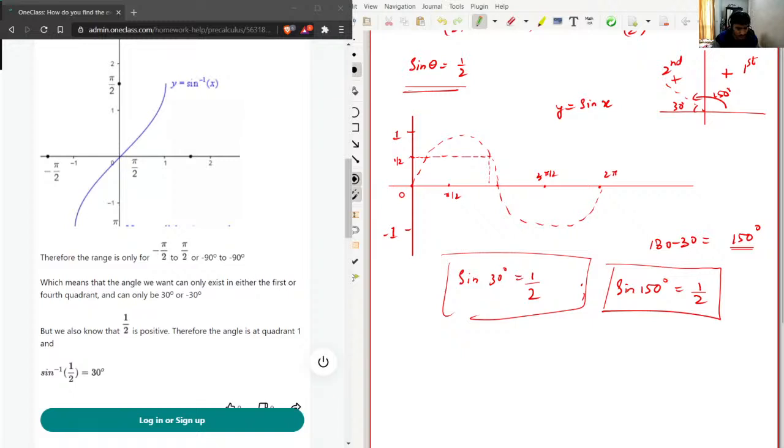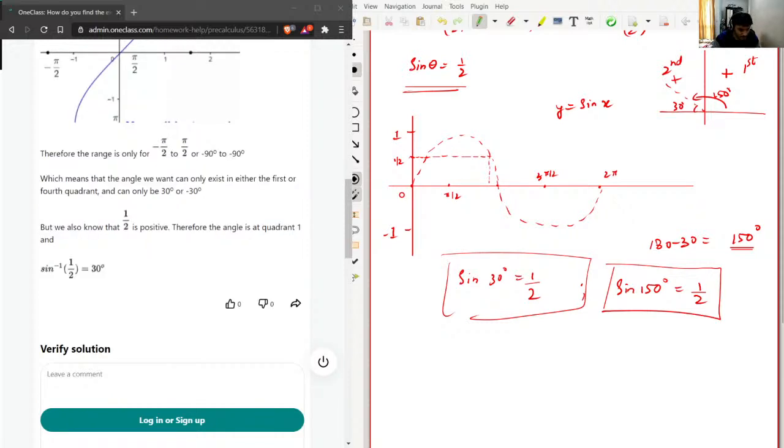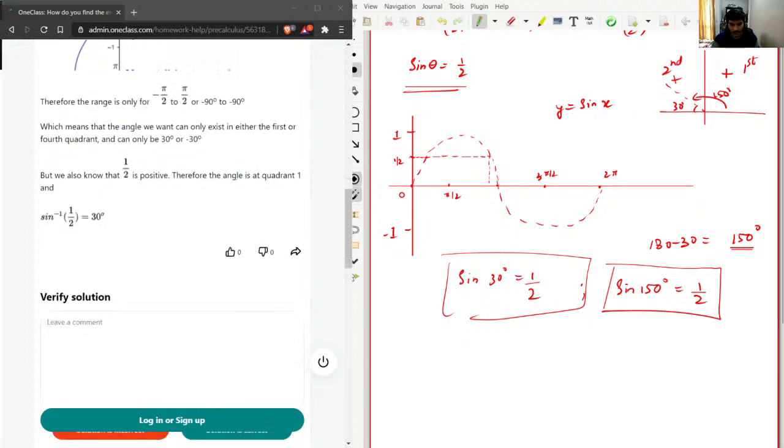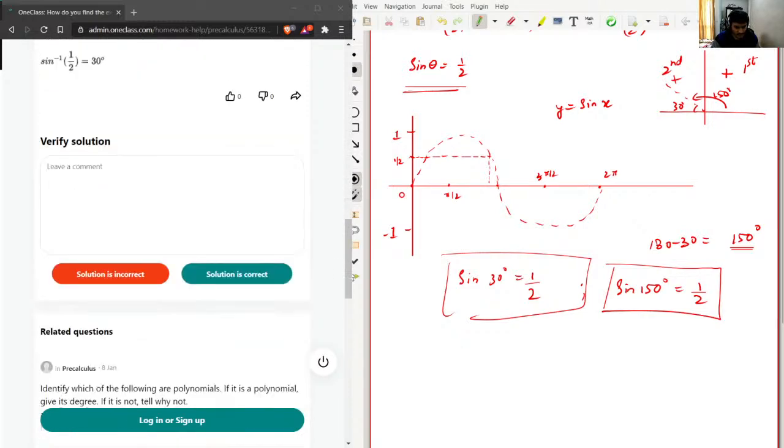Therefore the range is only for, so here they are only calculating for the case of -90 to +90. Actually it can also exceed, this graph will continue and we'll have a lot of values, but for the second quadrant and for the first quadrant we'll have positive values. But we also note that half is positive, therefore the angle is in quadrant 1, which means that the angle we want can only exist in either the first or fourth quadrant. So this one is also correct here.